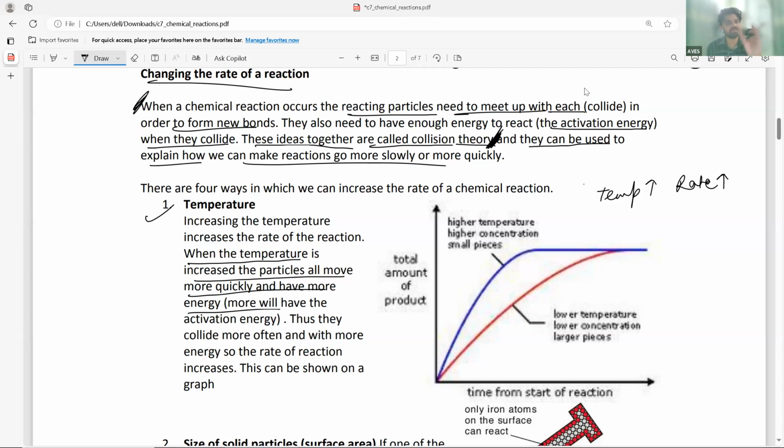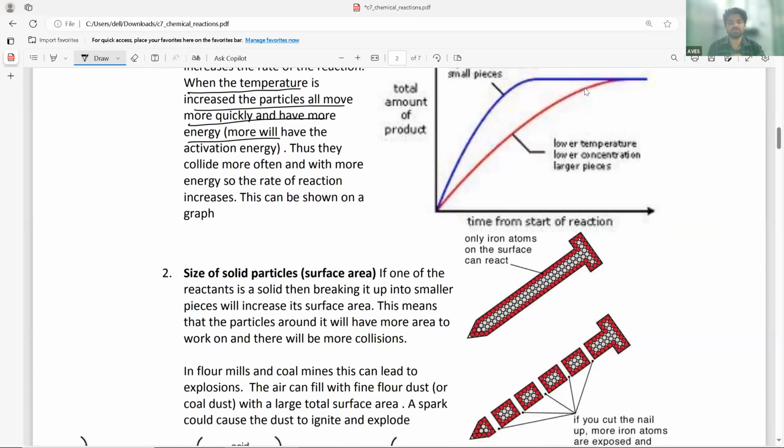Like initially 5 particles were colliding per second. Now, if you increase the kinetic energy by heating, now 10 particles are colliding. So the reaction rate will be faster, it will double. Understood? So you have to do it this way. Got it? Yes, got it.